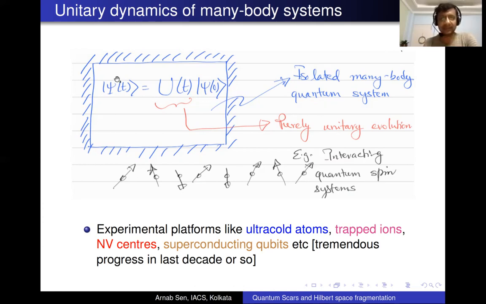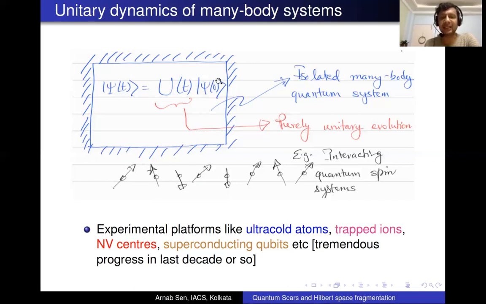So maybe this slide makes it clearer. What I actually mean is the following. As I said, I start with an isolated many-body quantum system. Let me introduce this slide, and if your question remains, then please ask me again. So I introduced some isolated many-body quantum system. It has many, many degrees of freedom. For concreteness, you can imagine some interacting quantum spin system on a lattice.